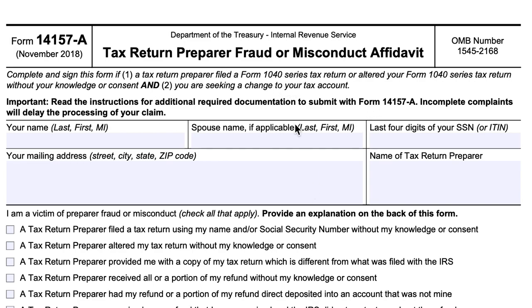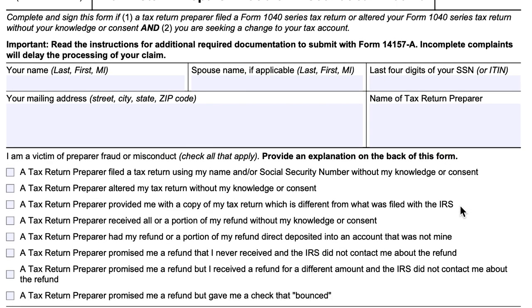As with most tax forms, your information will go at the top: your first and last name, your spouse's, if applicable, last name, first name, middle initial, and then your social security number, the last four digits, your mailing address, and the name of your tax return preparer. And then you're going to check the appropriate box depending on your circumstances. And there are quite a few.